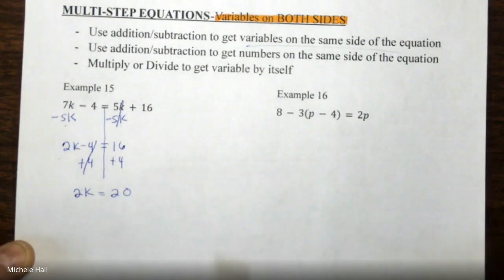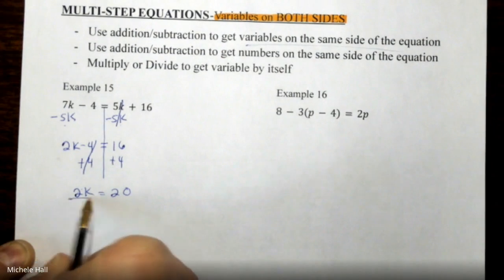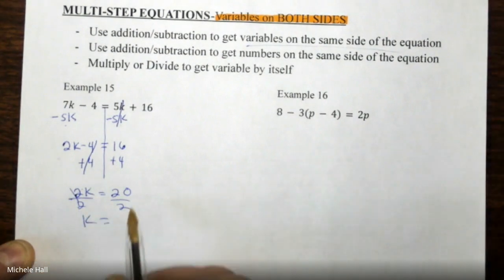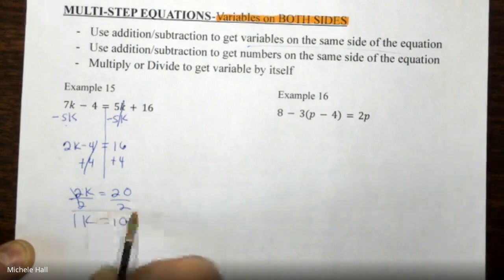And now I'm ready to start solving. K is being multiplied by 2, so I divide by 2, and I get that k equals 20 divided by 2 is 10.